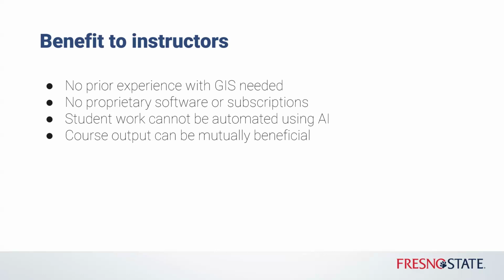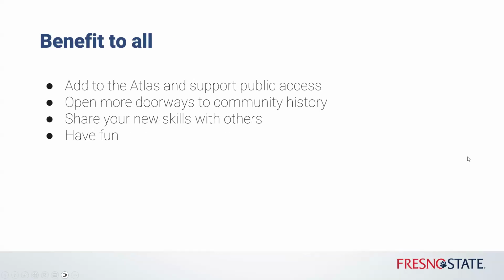And then the course output can be mutually beneficial. So the students get something out of it, but then you do too if it's part of a larger project that you're working on. The benefit to everyone is that if you want to work with us, and by that I mean you decide to map a 1940 metropolitan district and you finish it, and you're following our steps and our guidelines every step of the way, you are welcome to then send that to us. We will double check it, triple check it, and then we'll add it to the atlas with credit to you as the creator of that particular shapefile.